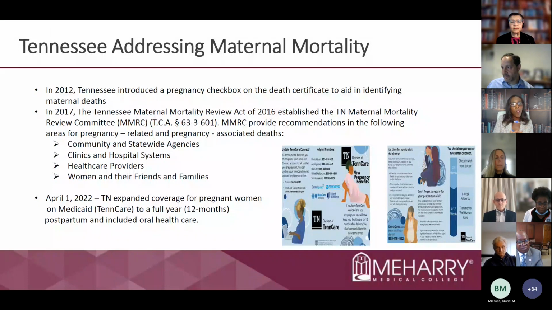This allows for postpartum care, but also implementation of oral health care. These are 2 factors which have been shown and documented in the research literature to have significant impact on maternal health outcomes. Next slide, please.